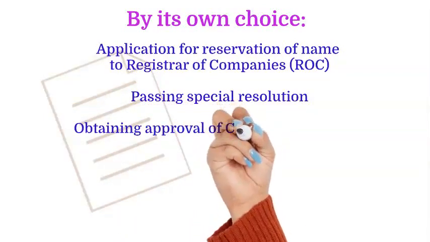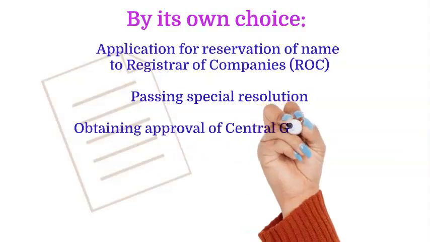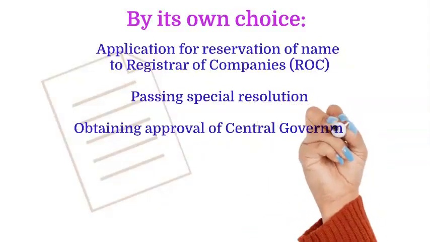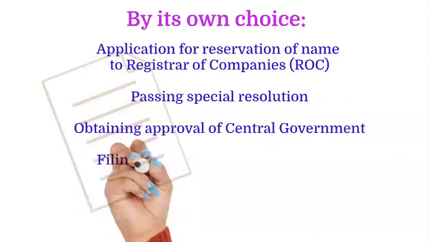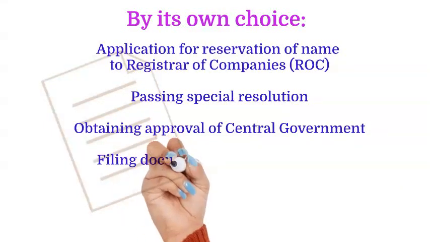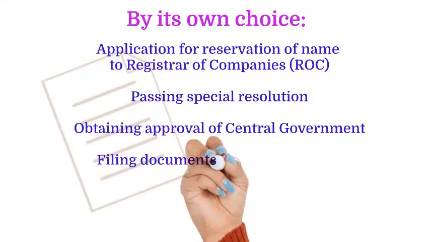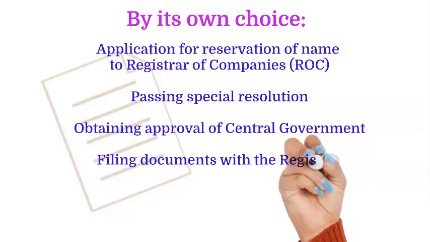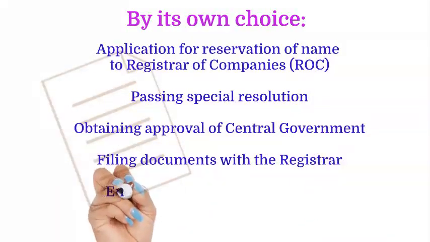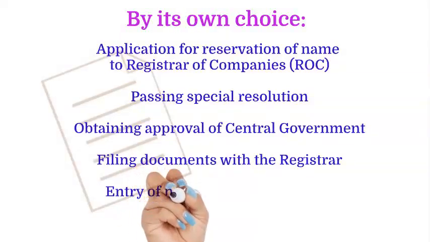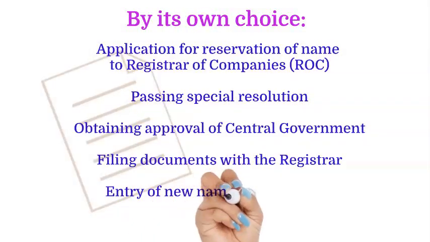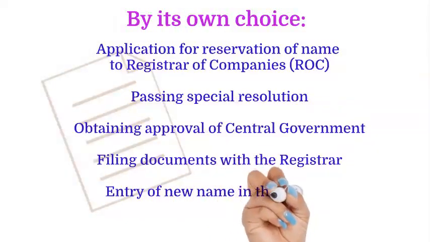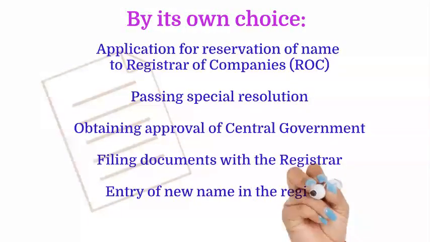On receipt of confirmation from the registrar, the company will call a general meeting and a special resolution will have to be passed for changing the name of the company. Special resolution means a resolution passed in a general meeting by the support of 3/4 majority of the members entitled to vote at the meeting.